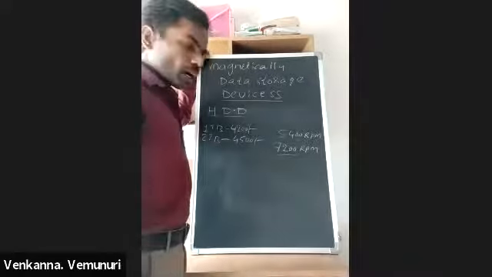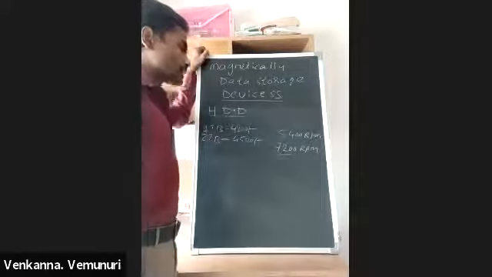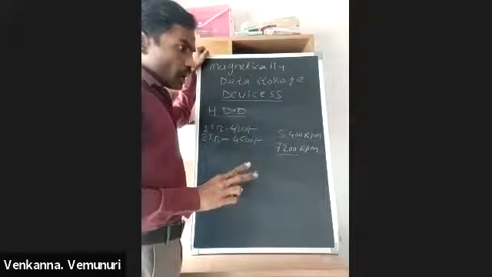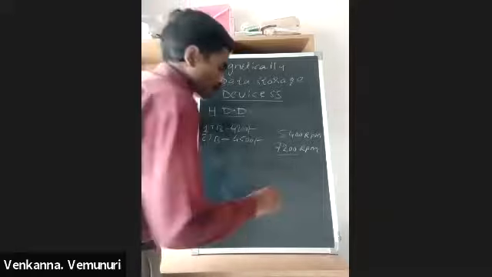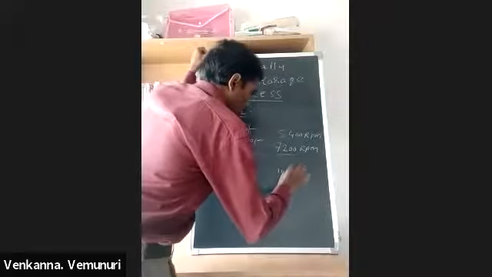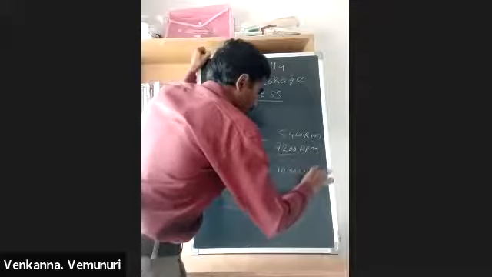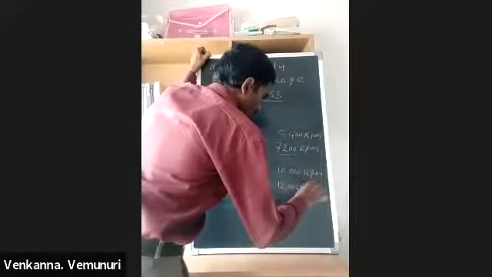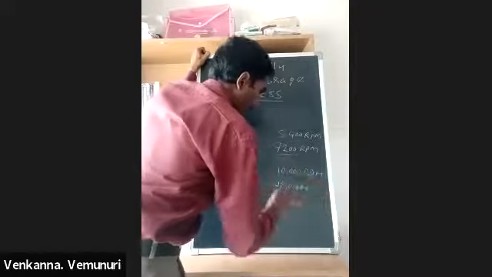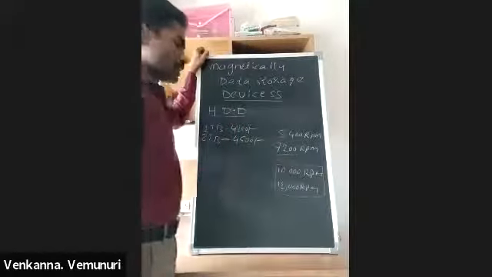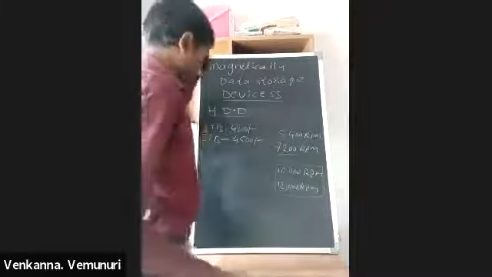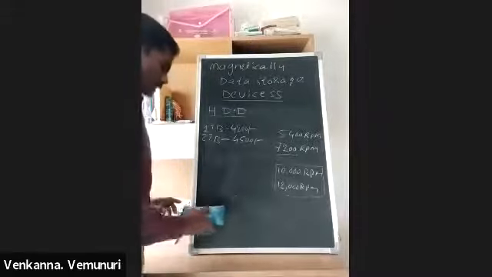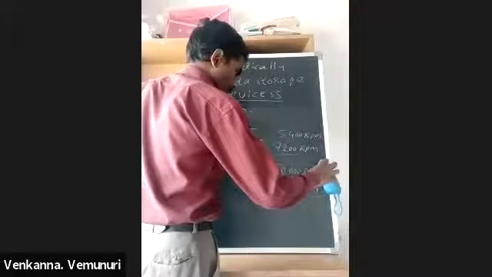For example, if you want to purchase a server hard disk, they are available with two types of RPM. The first one is 10,000 RPM and another one is 12,000 RPM. Means compared to a desktop computer hard disk, the server hard disk RPM is more, and the data transfer speed, also means data copying speed and reading speed, is also more.